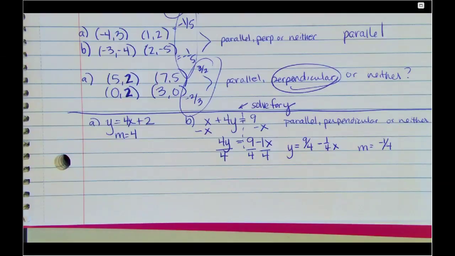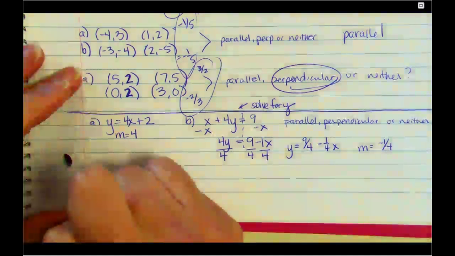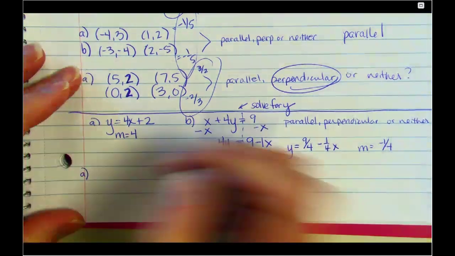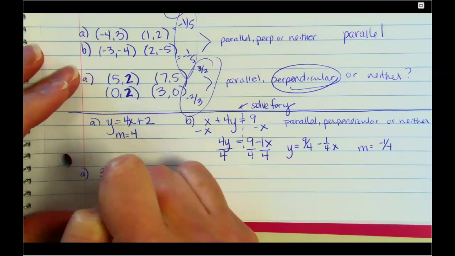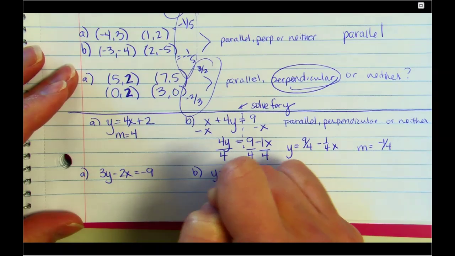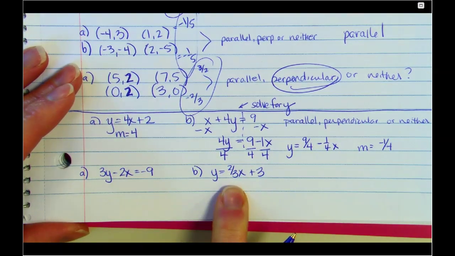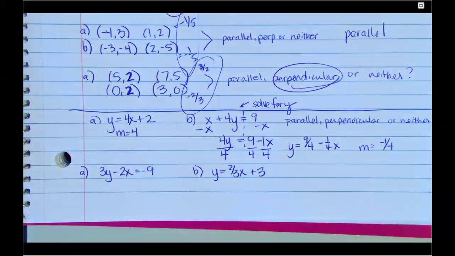Now, last one. We're going to do one more like that. Same thing. Line A is 3y minus 2x equals -9, and line B is y equals 2/3 x plus 3. Isn't that nice? You didn't have to solve for 2 of them, only 1. Same question: parallel, perpendicular, or neither? You have to get y by itself for line A.